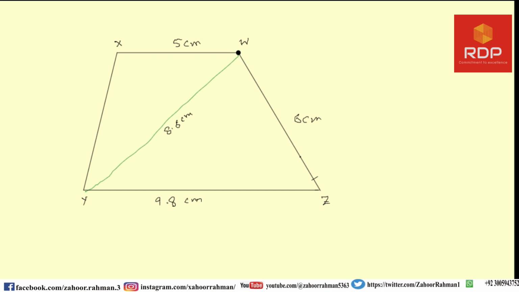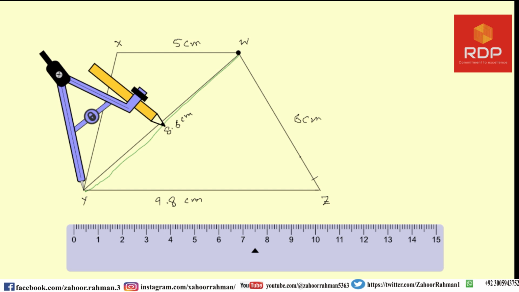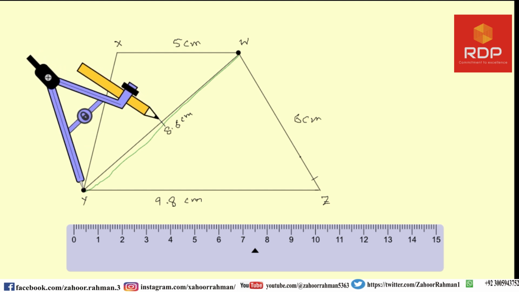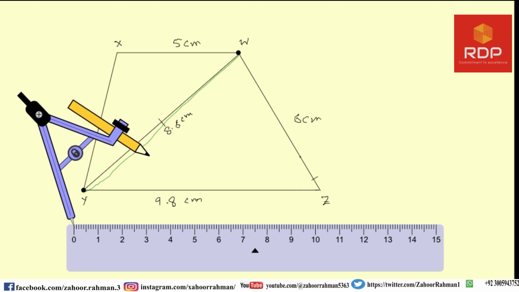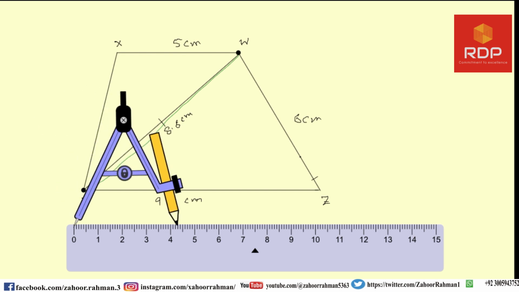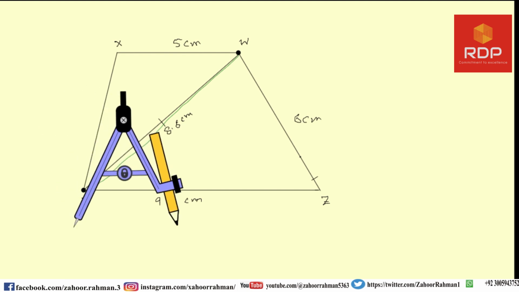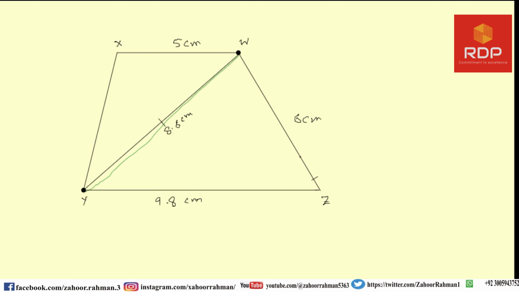Construct a perpendicular bisector of WY. Let me tell you another way of drawing the perpendicular bisectors of this line. It is 8.6. So what will be the middle point? And that middle point will be of 4.3, and let me open this as 4.3 as in this case, and then you have to draw a line here that will be exactly the midpoint.